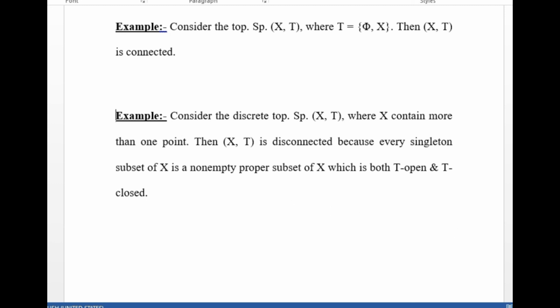So now I will stop here. In the next lecture we are going to prove the theorem: a topological space (X, T) is connected if and only if it has no proper non-empty subset which is both T open and T closed.